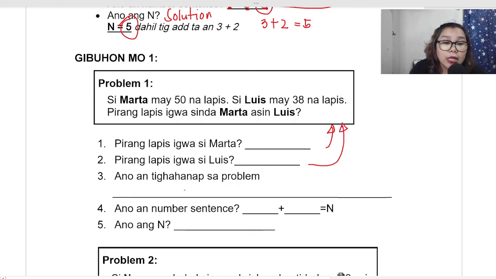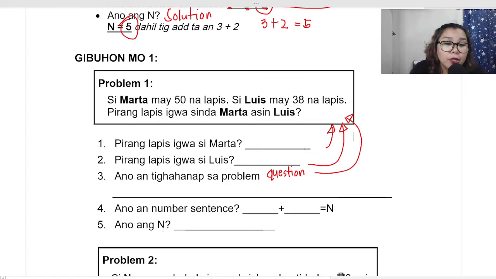And then number 3, ano ang tigahanap sa problem? So, ang clue dyan, you need to locate where is the question. Ano po? So, all you have to do is copy the question. That's why I provided a longer blank para magkasya yung tanong. So, where can you find the question? It's from the problem itself.